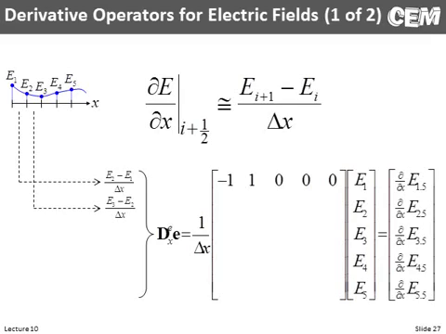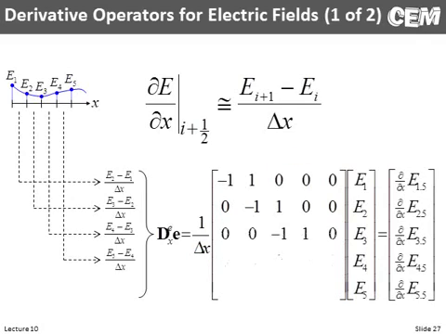Second point will be E3 minus E2. They're going to keep going up by one index each time. So that's how we fill in the second row. And if we look, it's E3 minus E2, and of course everything will be divided by delta x. So let's go ahead and fill in the next two rows.